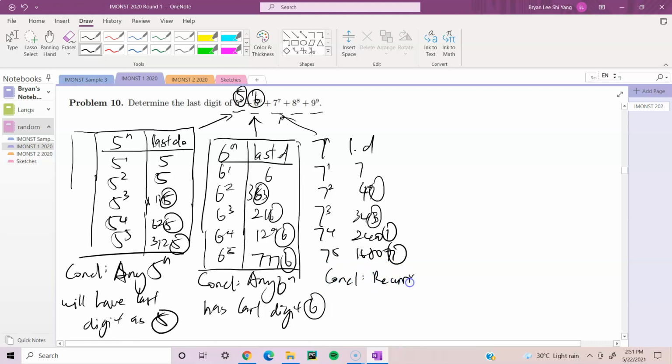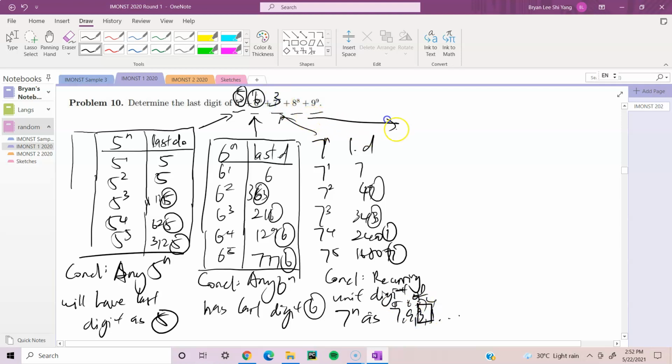So as you can see, let's make a conclusion here: the recurring unit digit of 7 to the power of n is 7, 9, 3, 1, something like that. So this is 7 to the power of 1, 2, 3, 4, 5, 6, 7. So 7 to the power of 7 will have last digit 3, as we can see here.